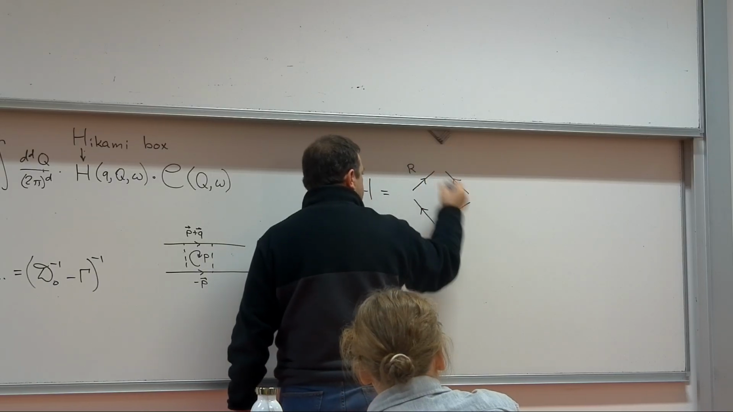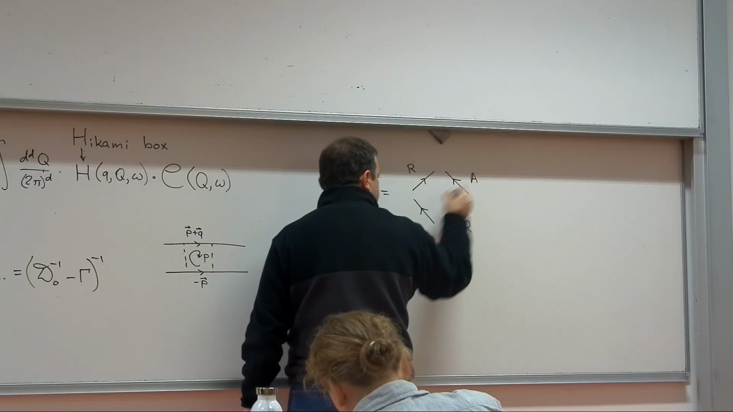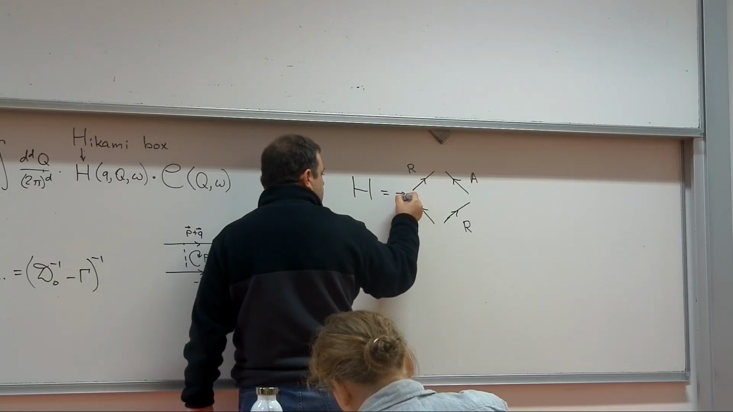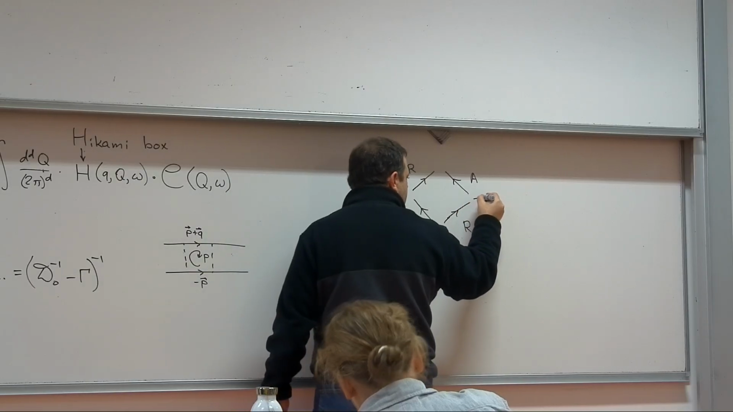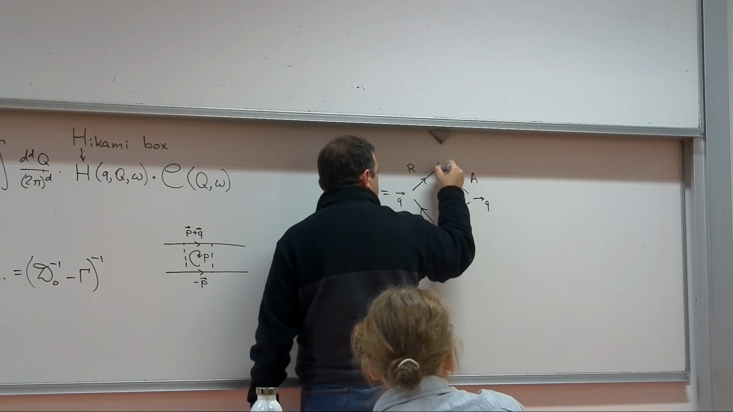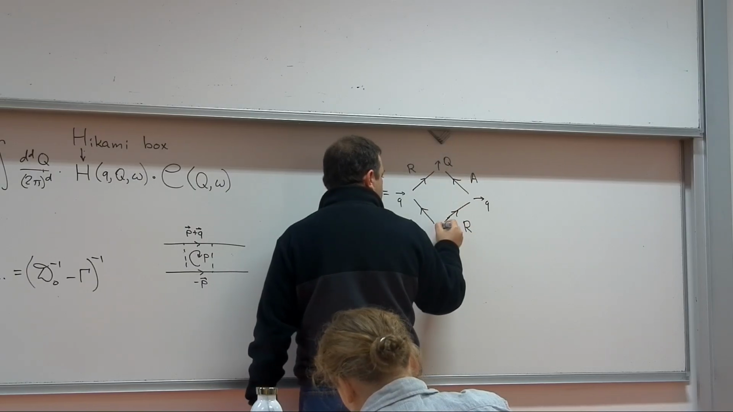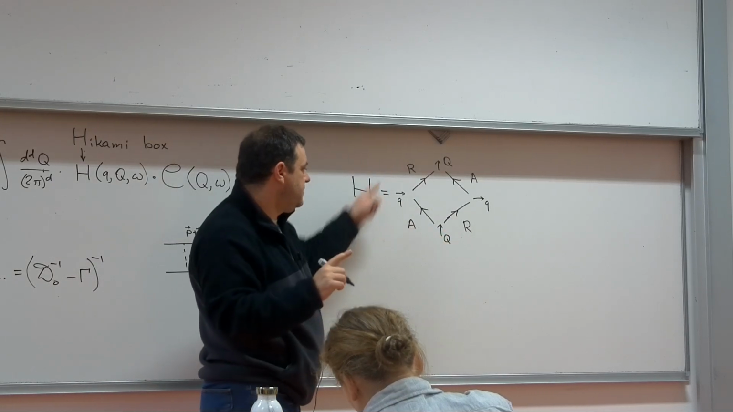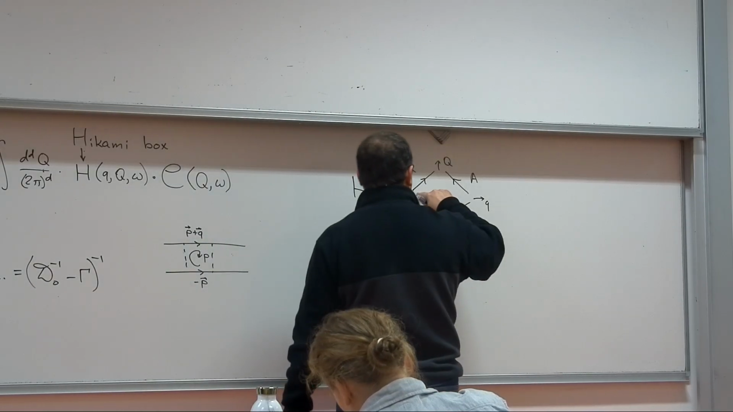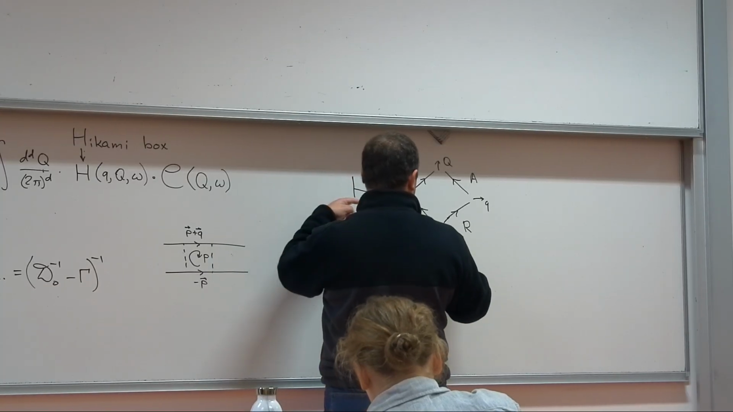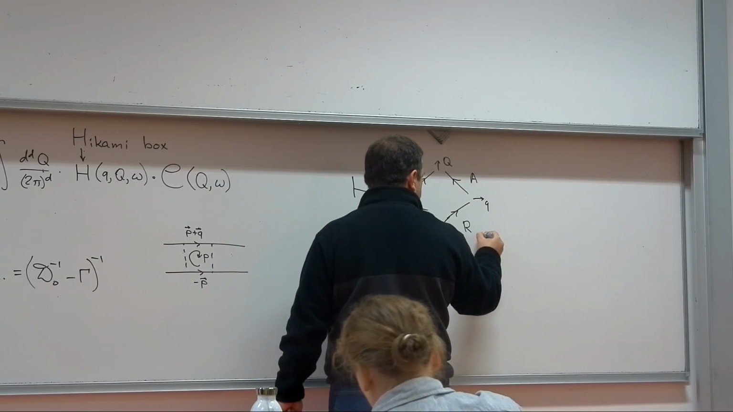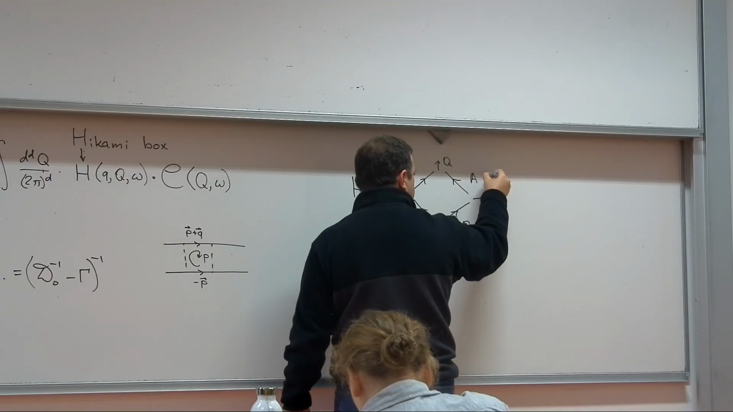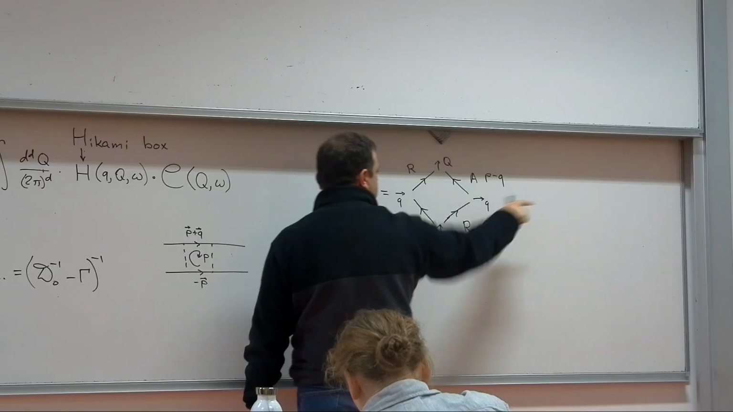Two of them are retarded, two of them are advanced. And as I already indicated there, we have momentum q entering from one side and exiting here, and we have momentum capital Q going like this. And we can assign all momenta now to all the Green functions. For example, let's say this retarded function will have momentum p. Then this advanced function will have momentum p minus q, such that q exits here.